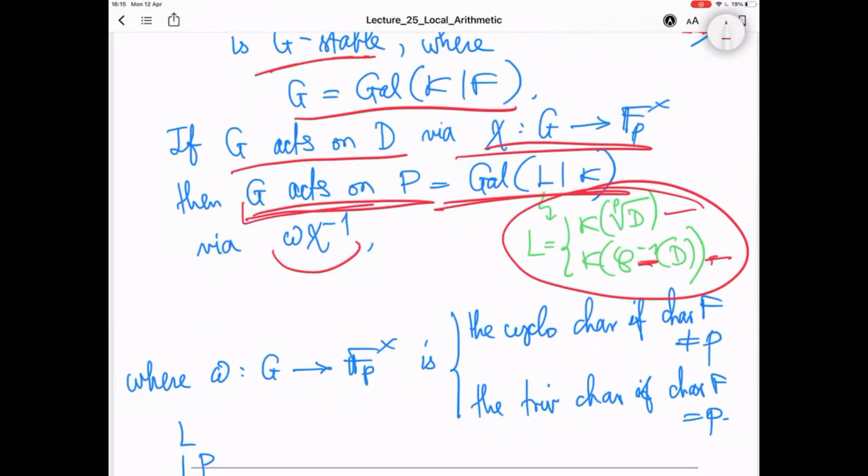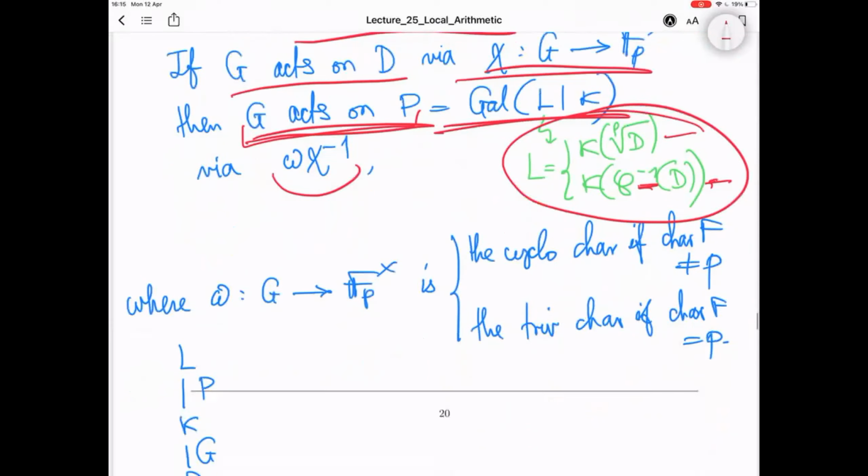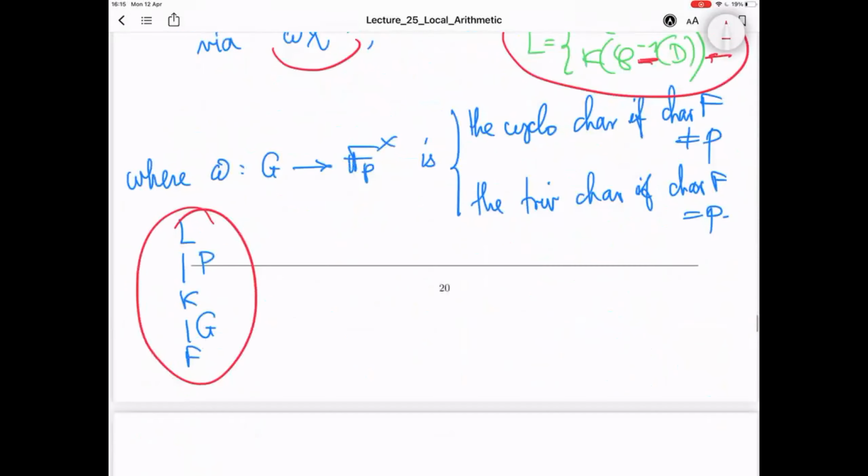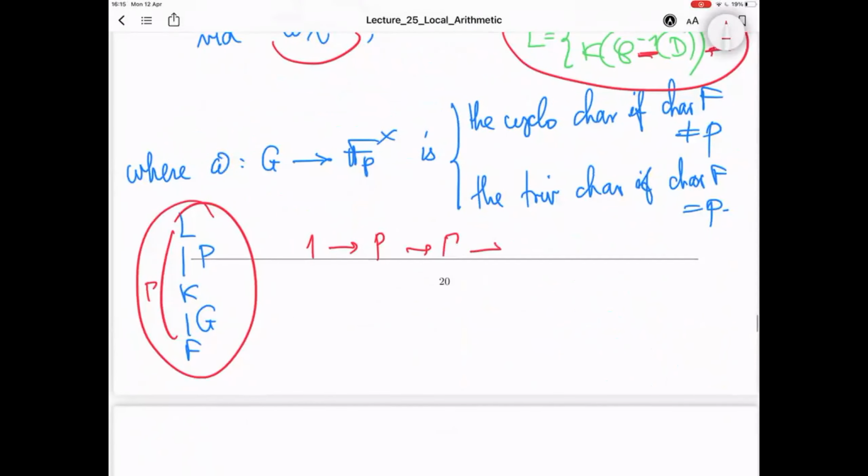Why should G act on P? G acts on P because of this exact, so because of this inclusion here. So this gives rise to the exact sequence P. So if I call this group gamma, then gamma, and this is G here, trivial.